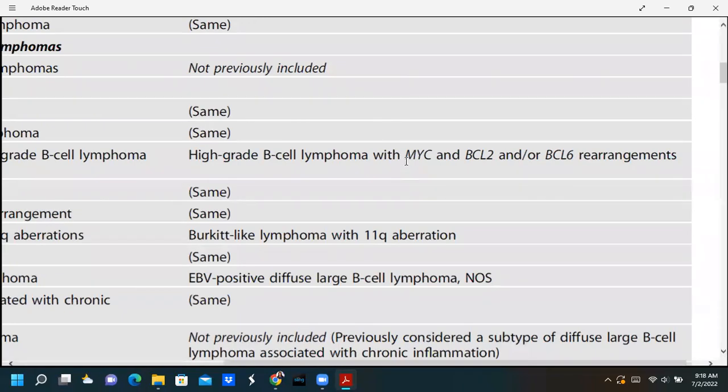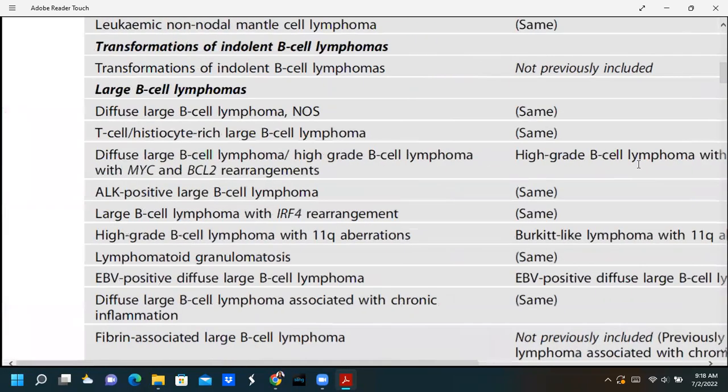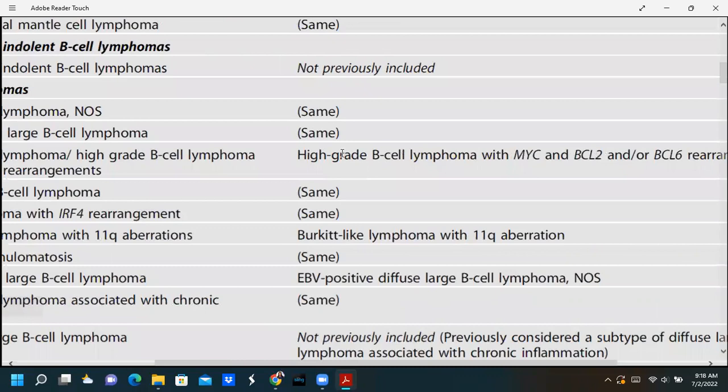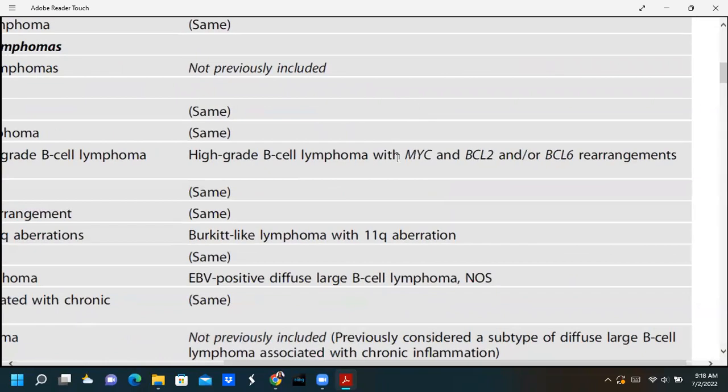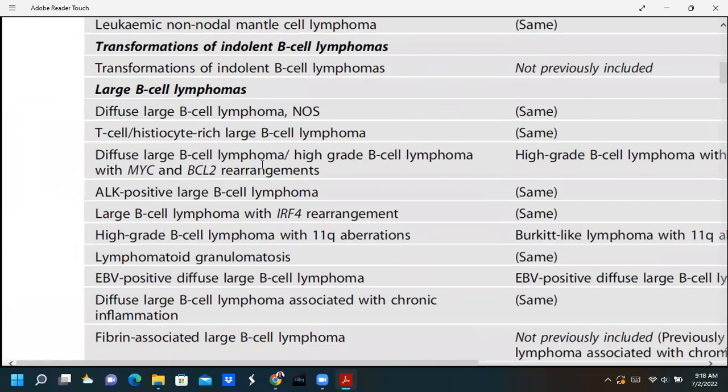It was previously MYC and BCL2 and/or BCL6 rearrangements. And now they are removing BCL6 from it, and they are all calling it diffuse. They didn't used to call it DLBCL. They used to call it high-grade B-cell lymphoma with MYC and BCL2 BCL6. Now they are calling it DLBCL/high-grade B-cell lymphoma, and there are only two partners, MYC and BCL2. So they have removed the BCL6 from here.